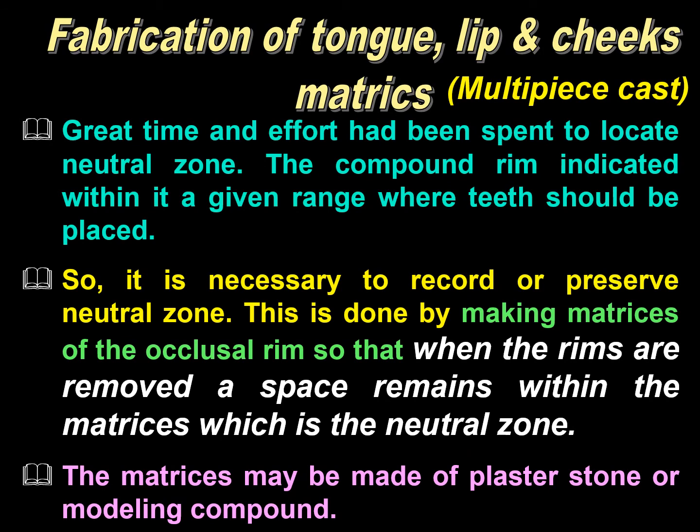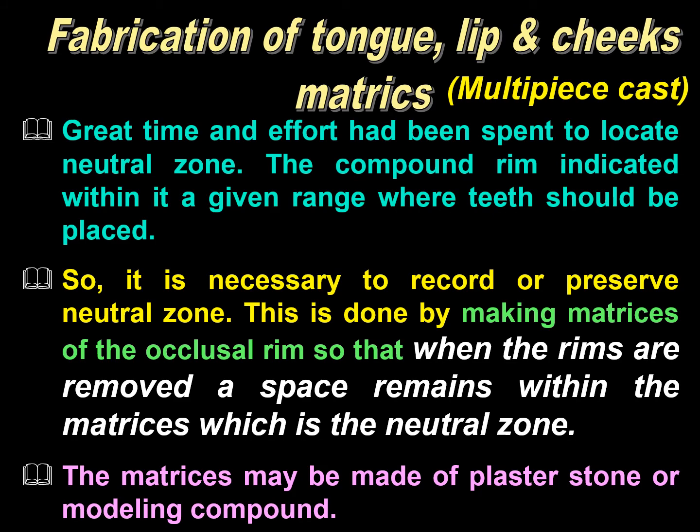Fabricating the tongue, lip, and cheek matrix, what is called a multi-piece cast. Great time and effort had been spent to locate the neutral zone. The compound rim indicated within it a given range where the teeth should be placed. So it is necessary and important to record or preserve the neutral zone. This is done by making a matrix, a multi-piece cast of the occlusal rim, so that when the rims are removed, a space remains within the matrix, which is the neutral zone area.